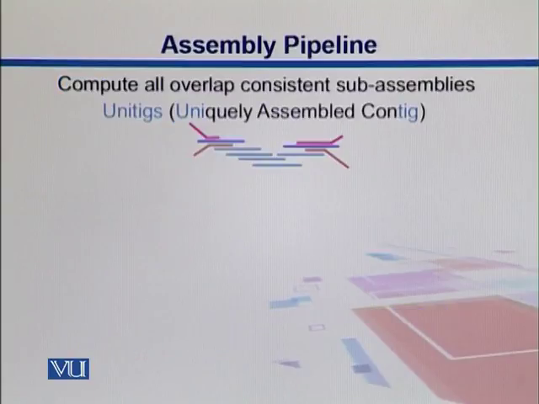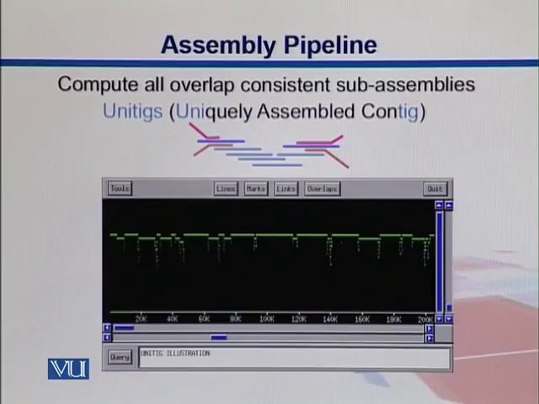Next is we do unitigging. So unitig is basically derived from two words, uniquely assembled contigs. So we compute overlaps, consistent subassemblies, and we put these overlaps together, and you might have seen in your molecular biology courses a technique called chromosome walking. So with the help of these overlaps, you can assemble the larger fragments, and in the end we try to get a uniquely assembled contig.